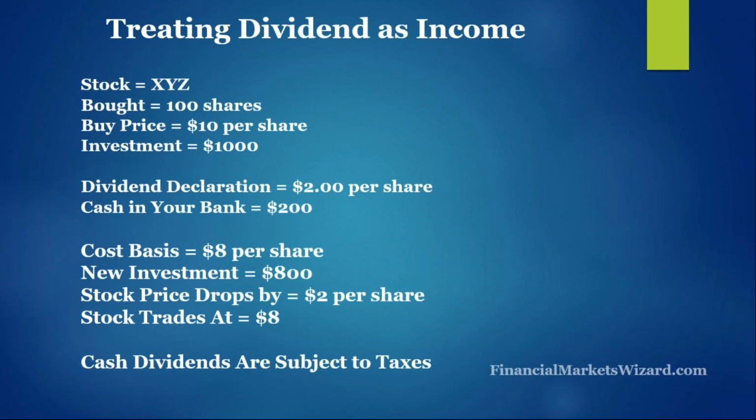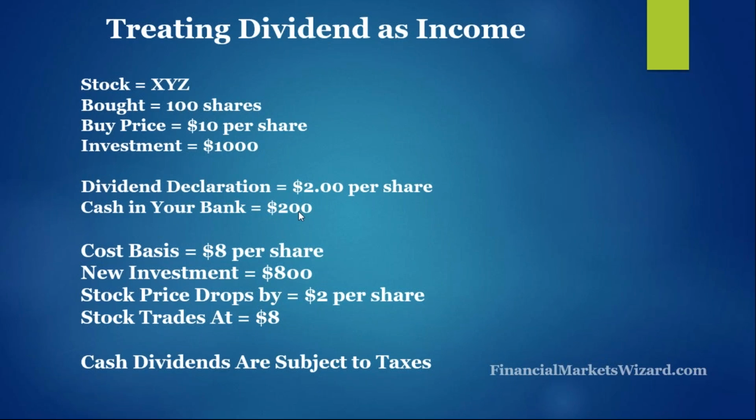Okay. Treating dividend as income. If you decide to treat dividend as an income because you need cash, then this is what will happen. First of all, you have to pay taxes. Cash dividends are subject to taxes. Let's say the stock is XYZ, you bought 100 shares at $10 per share, so your investment is $1,000. The company declared a big dividend, $2 per share, so you receive $200 in your bank because you hold 100 shares.